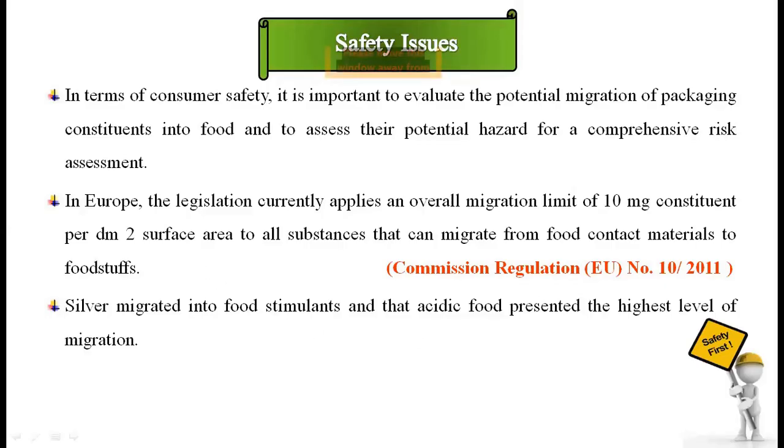So in Europe, the legislation currently applies an overall migration limit of 10 mg of constituent per dm² of surface area to all substances that can migrate from food contact material to the foodstuff. So this is their concept. Similarly, FSSAI has also put up different packaging laws, rules and regulations on how much quantity is restricted for this type of migration. Silver migrated into the food simulant, and acidic food presented the highest level of migration. So it is found that with silver nanoparticles, silver easily migrates into the food. So silver is not generally used as a nanoparticle for packaging material. New bio-based nanomaterials are being used, and there is huge scope in research to design bio-based nanoparticles.